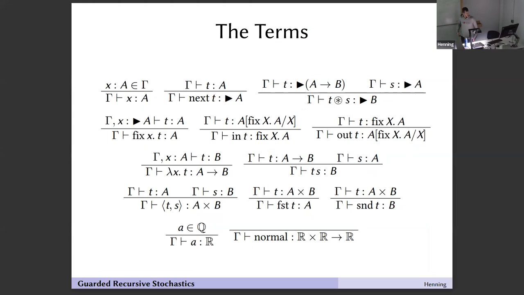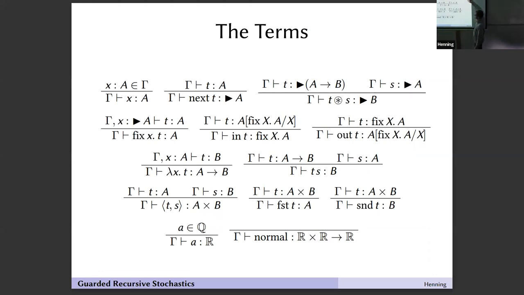Okay, now to the terms. Most of these are kind of the expected things that you would want in a language with functions and products. So this is the usual stuff: first and second projection for the product, formation of pairs, lambda abstraction, function application. There's nothing surprising here. That's exactly what you would expect.